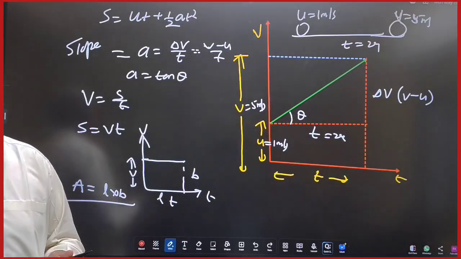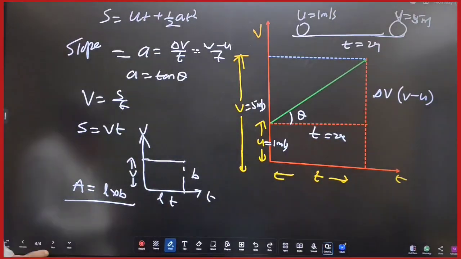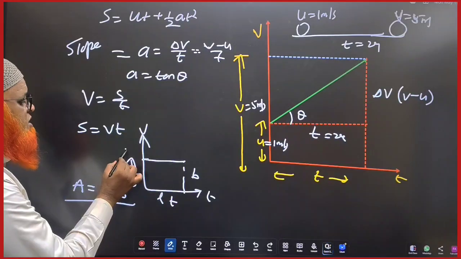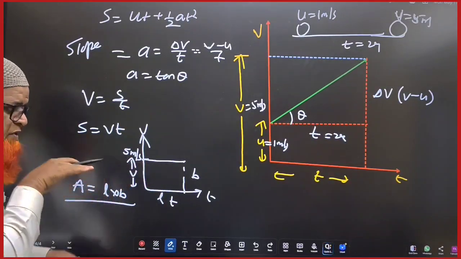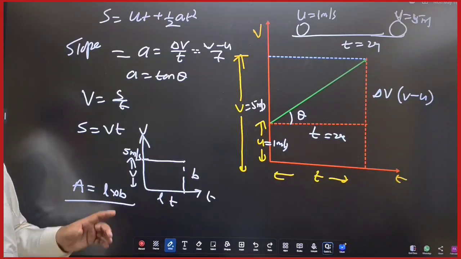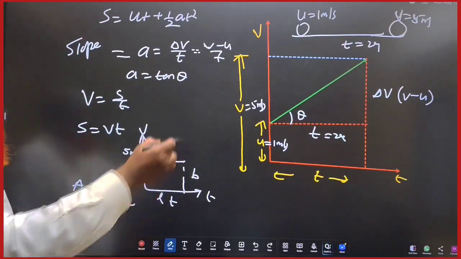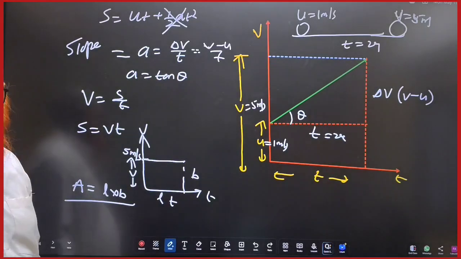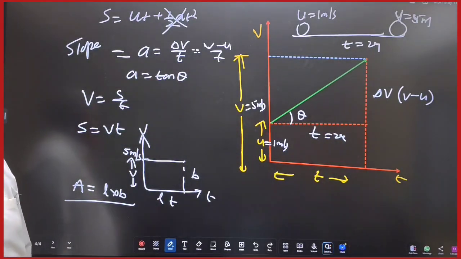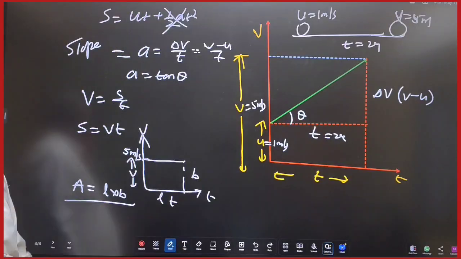One body is there which is moving with a constant velocity, for example 5 meters per second. It doesn't have any acceleration. If the body has a constant velocity or uniform velocity, the acceleration part is gone. There is no acceleration. A is equal to 0. Understood? So the formula will become u into t, that's it.